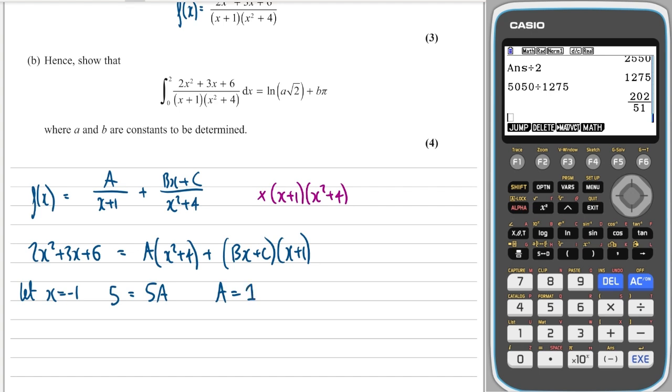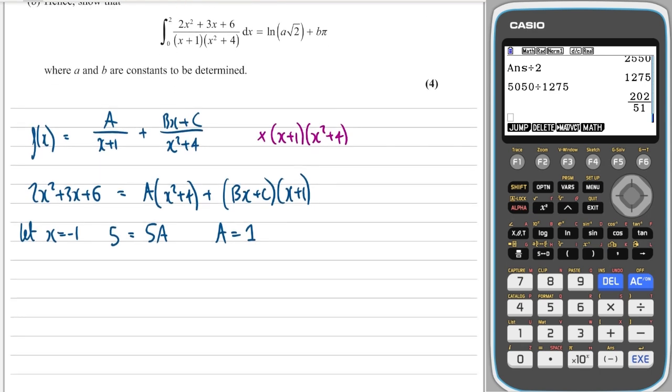Okay, great. Now what we can do is set x equal to 0. This gives me 6. This gives me 4 lots of a, which is just 4. This gives me c multiplied by 1, because that will be 0 and that will be 0, so it's just c and 1 in each bracket, so just c. Therefore c will equal 2.